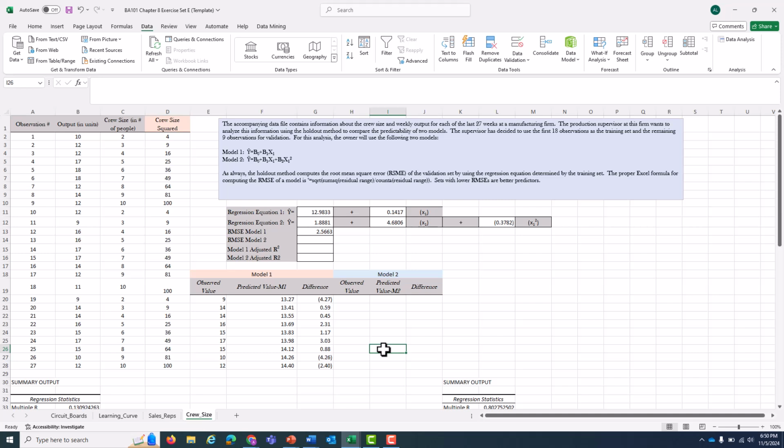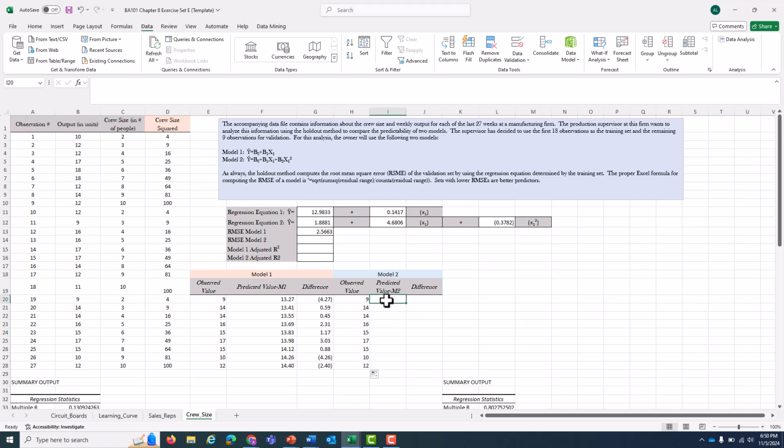Let's do the same thing for model 2. We're using the same validation set. We're comparing apples to apples here. So we're going to want the actual amount of output for all of the different ranges that we have, just like we did before. So this column for model 2 should have the same exact numbers that model 1 had because it's the same observed value. And we are going to plug that observed value into the second formula that we created.